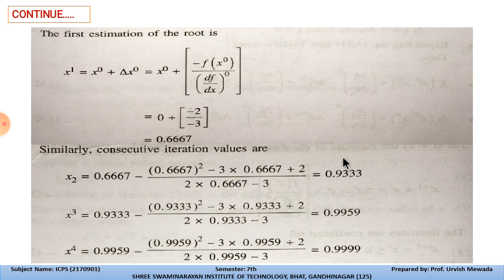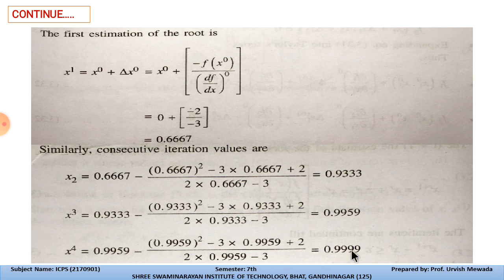Now we use the value of x2 to determine the third iteration, x raised to 3. By putting x raised to 2 in place of x raised to 1, and putting all the values of x2 over here, we can get the values of x raised to 3, that is the third iteration value.